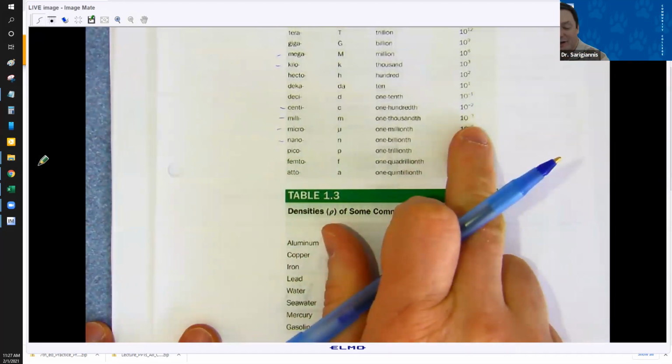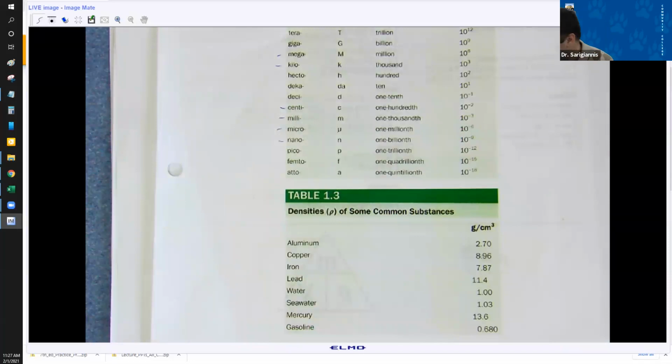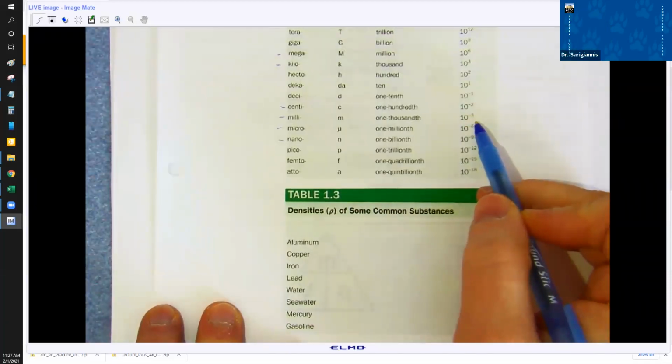Oh, my camera locked up. And hold on. 10 to the minus third is milli.